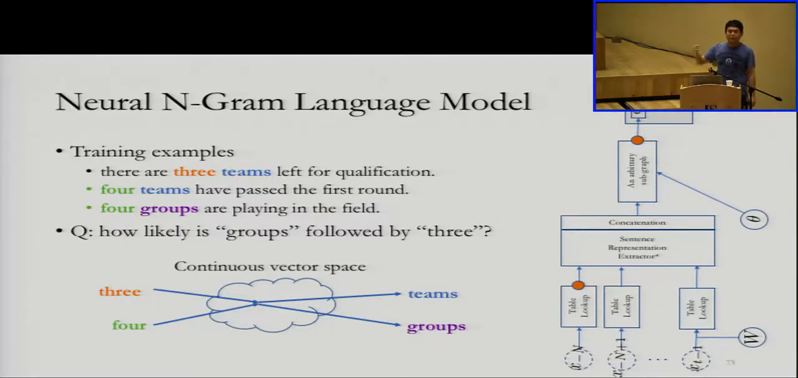And that is from the similarity between 3 and 4 that has been captured by this neural net by looking at this data. Because 3 led to the teams, and 4 led also to the teams, they should be similar, and 4 led to the groups, so 3 probably leads to the groups as well. So this is how neural nets in the continuous vector space capture these similarities and use them to generalize to unseen n-grams, unlike the count-based methods.